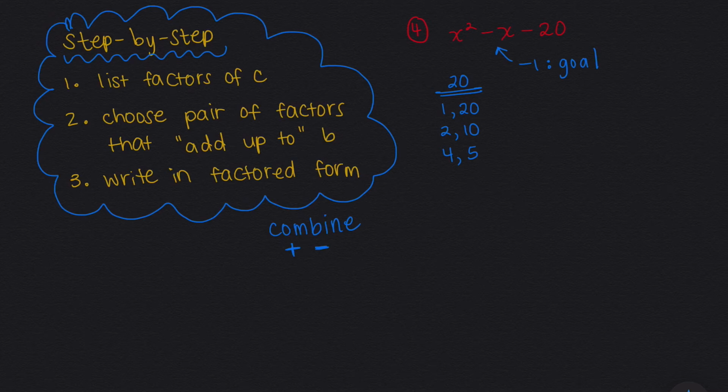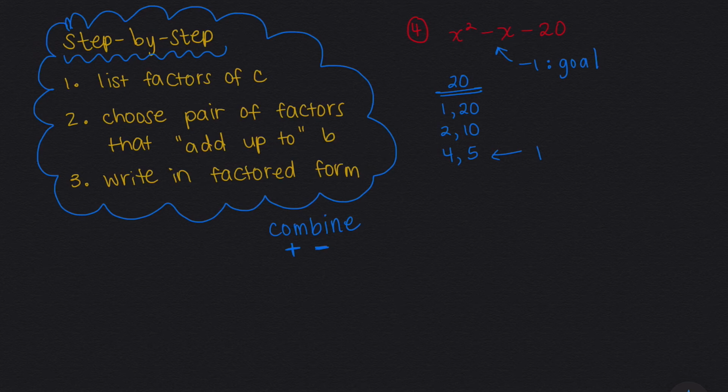If we subtract 20 minus 1, we get 19. If we subtract 10 minus 2, we get 8. If we subtract 5 minus 4, we get 1. And now we're getting close to our goal. Remember, our goal is to choose the pair of factors that will combine to give us negative 1. And the fact that when we subtract 5 and 4, we get 1 lets us know that some combination of 4 and 5 will give us negative 1.